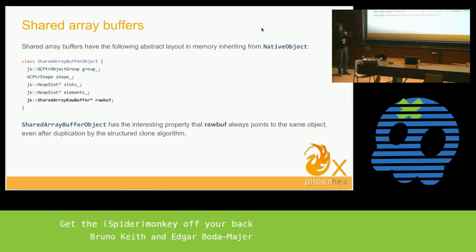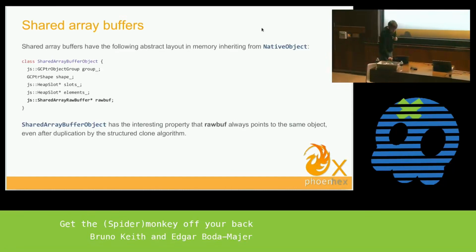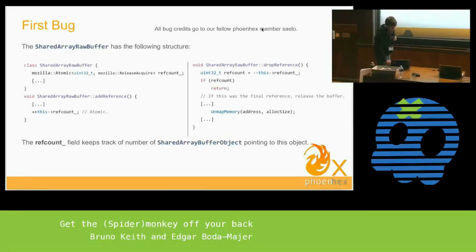But if you look at shared array buffers, they look like this in memory. They have the four members that we have already seen in the introduction, and they have this shared array raw buffer pointer. And when you send the shared array buffer object via postMessage, the structured clone algorithm will actually not clone this shared array raw buffer. So the new instance of the shared array buffer will still point to the same raw buffer, so to the same raw memory. And that's all we need to know basically to find the bug.